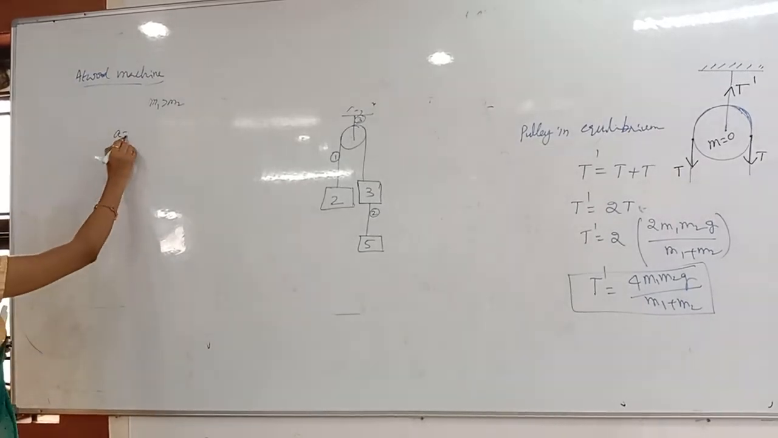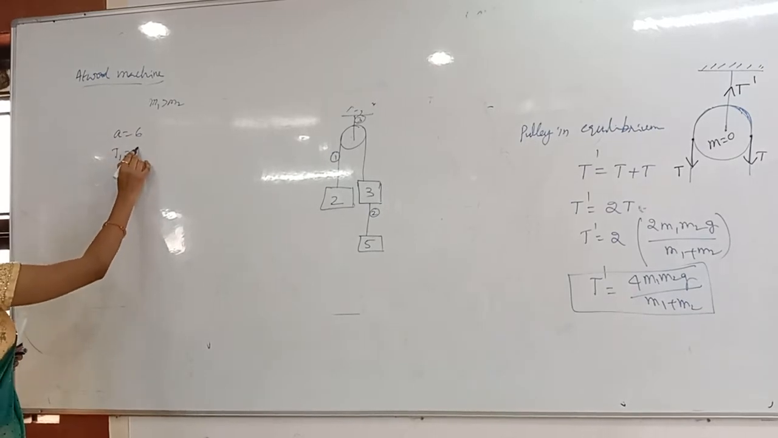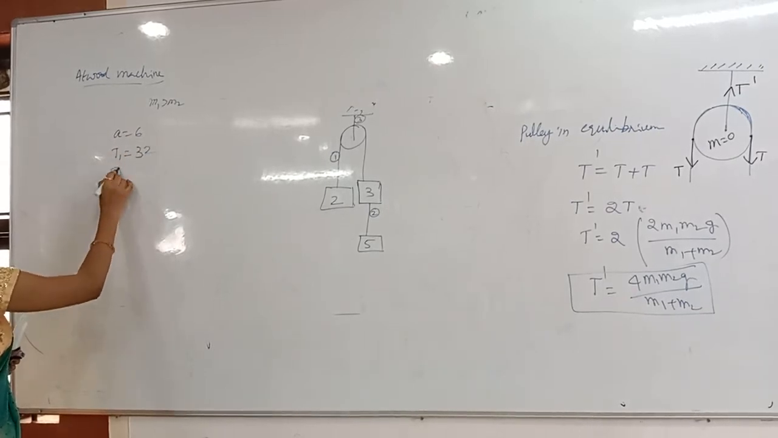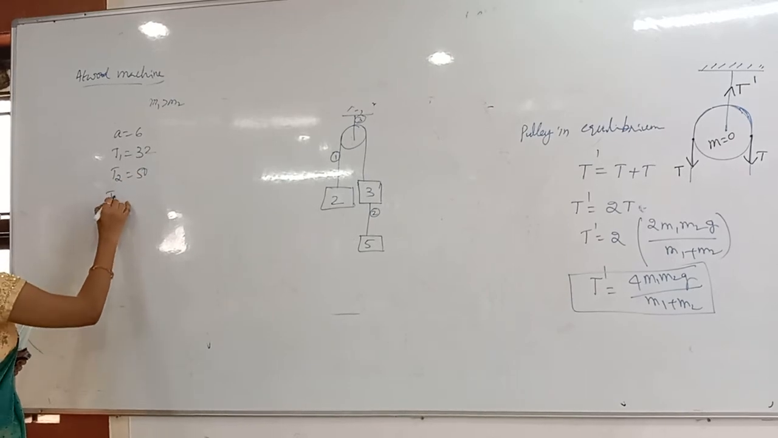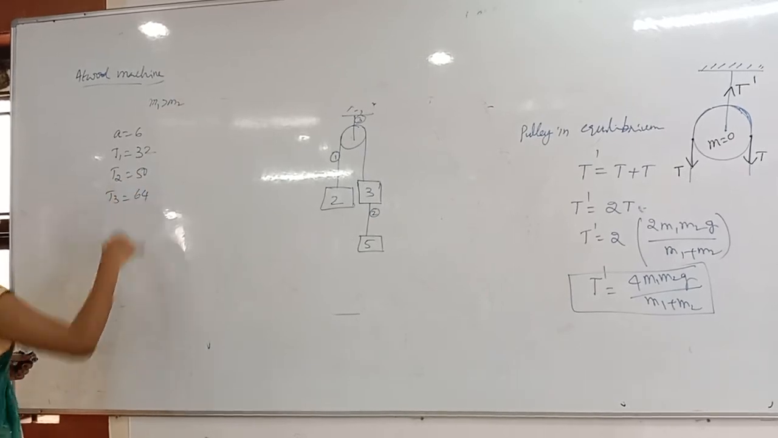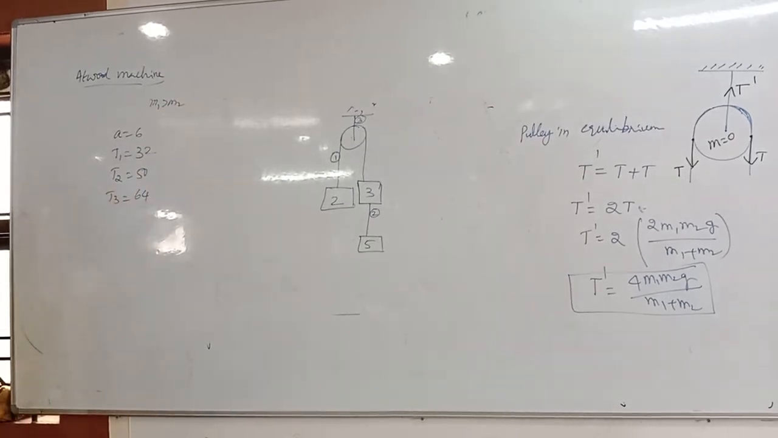Acceleration 6. Tension T1 is how much? 32, na? 32. And T2 is 50. And then T3 is 64. These are the answers.